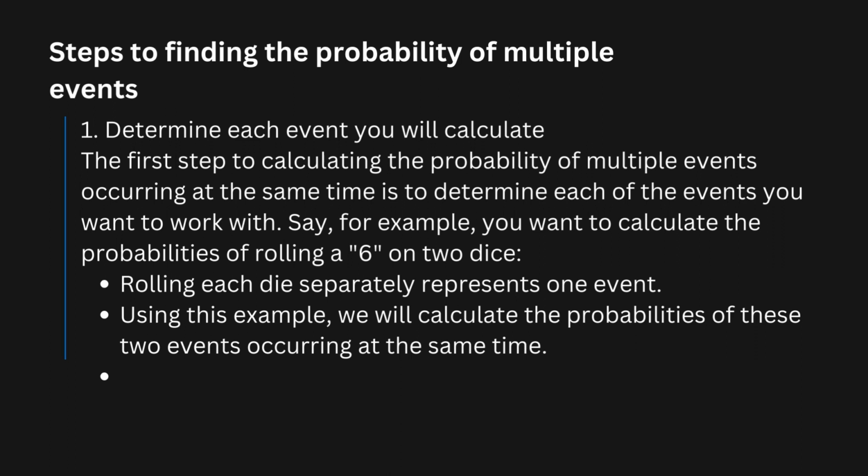Say, for example, you want to calculate the probabilities of rolling a 6 on 2 dice. First, rolling each die separately represents one event. Using this example, we will calculate the probabilities of these two events occurring at the same time.